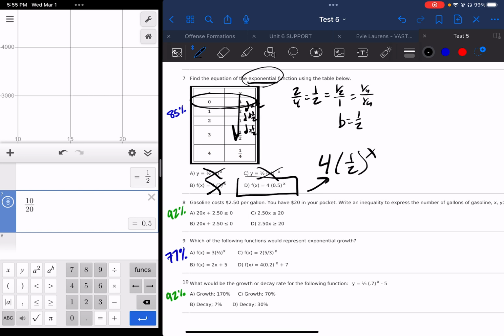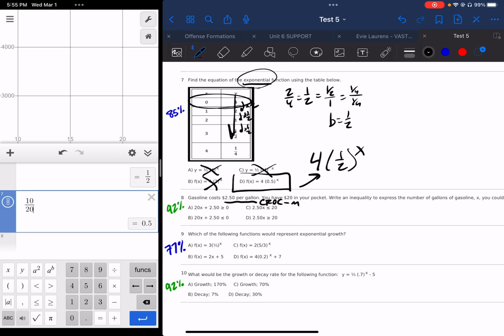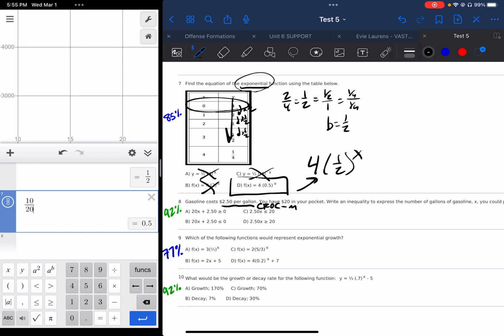Gasoline costs $2.50 per gallon. That should be pretty obvious. That is a constant rate of change, the same thing as slope. So we're talking about a linear understanding here: $2.50 per gallon that you buy. So we're going to say X is gallons.